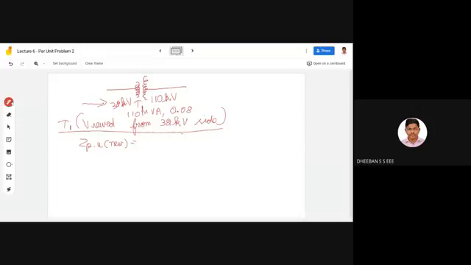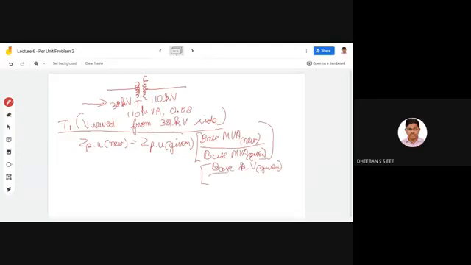So it will be Z per unit given into base MVA new by base MVA given, into base kV given by base kV new, the whole square. Okay, so this is the formula, and you have to apply the values over here.